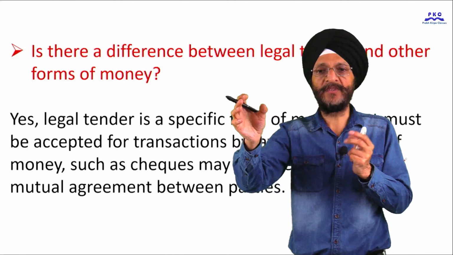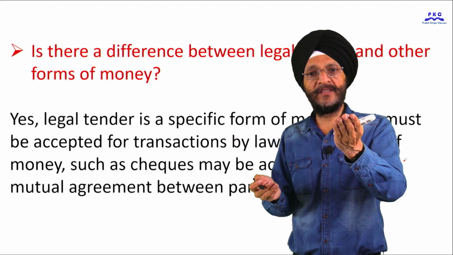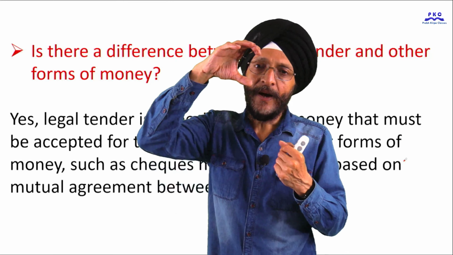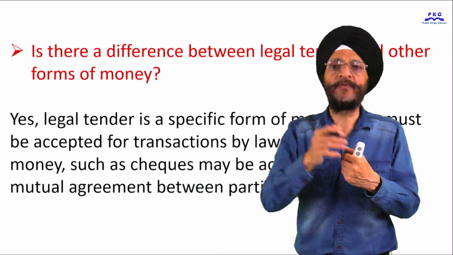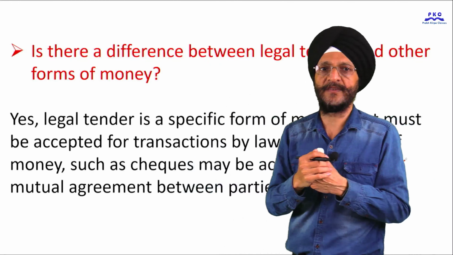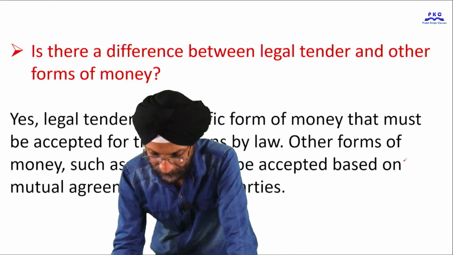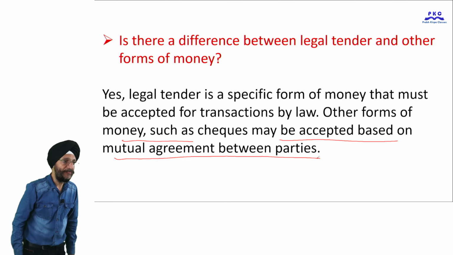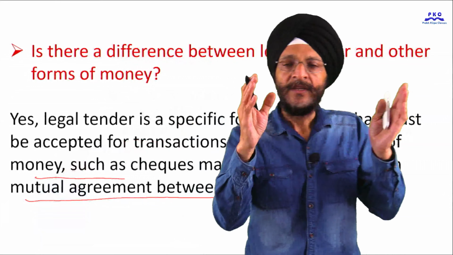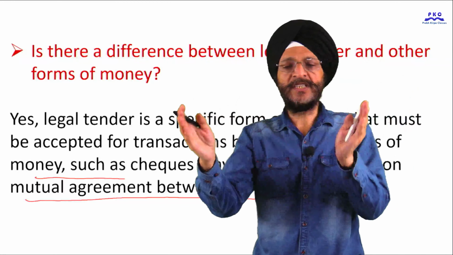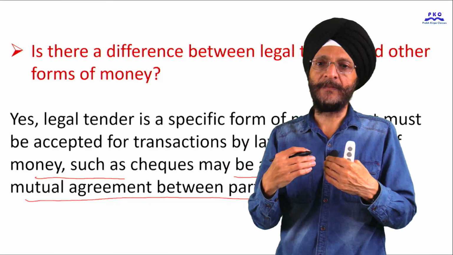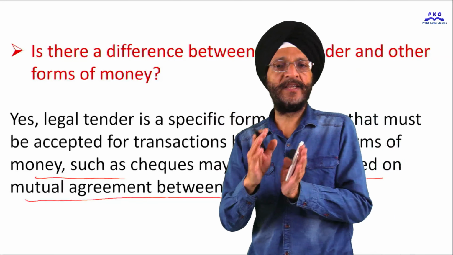If you are selling something, you have to accept the payment in that currency which has been approved by the government as a medium of exchange for the purpose of transactions. Other forms of money, such as checks, may be accepted based on mutual agreement between parties. That is, if both parties know each other, the seller may accept it, but a check is not a legal tender.